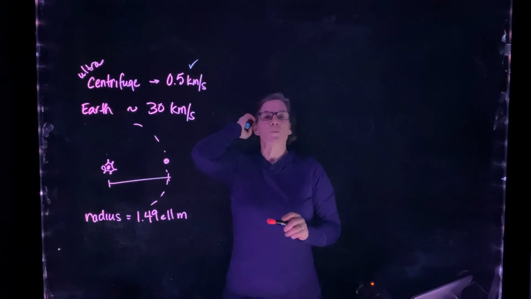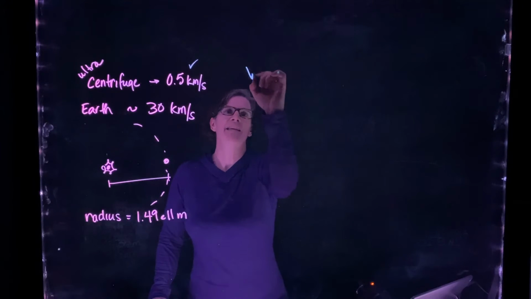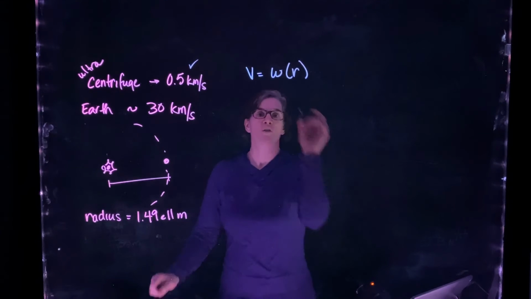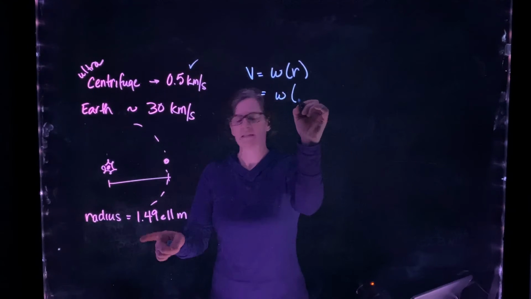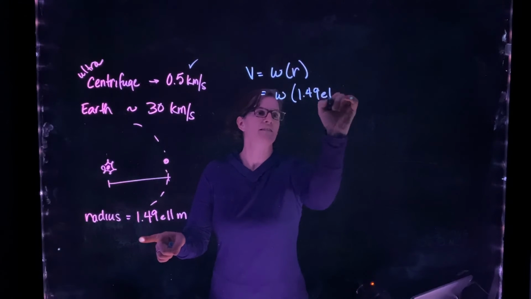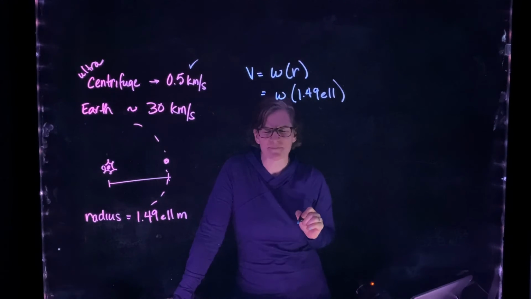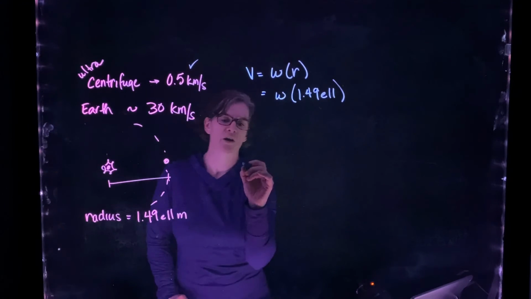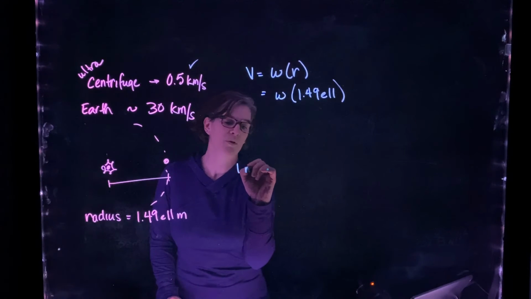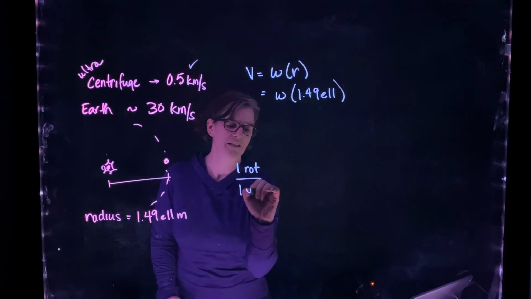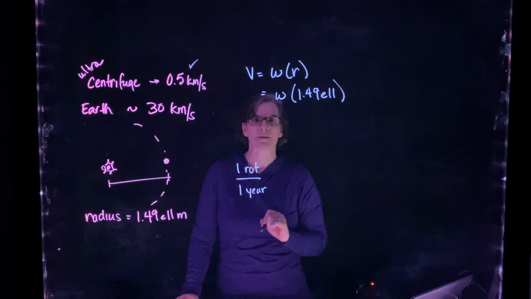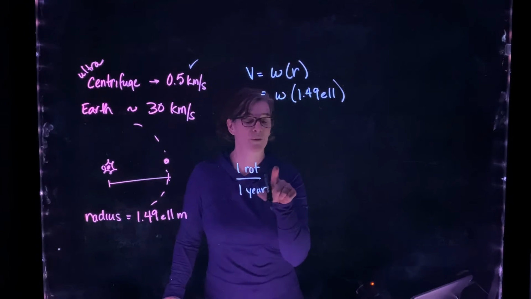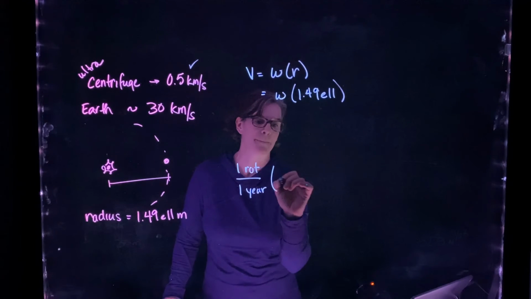All right, we know that the linear speed, again, is equal to omega times the radius. So it's going to equal my omega times 1.49 times 10 to the 11th. So I've got to figure out omega. We know that the Earth goes around the sun in 1 year. So the Earth makes 1 rotation in 1 year. But I need my omega in radians per second. So we've got to convert 1 rotation in 1 year to radians per second.